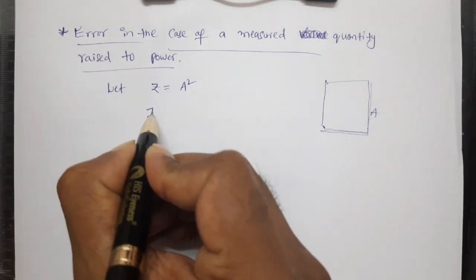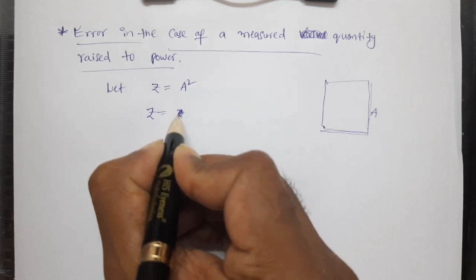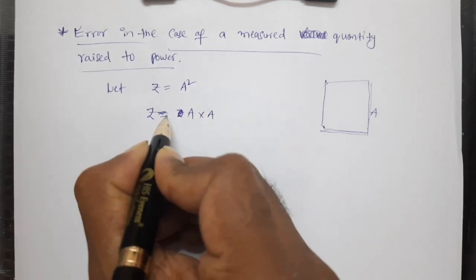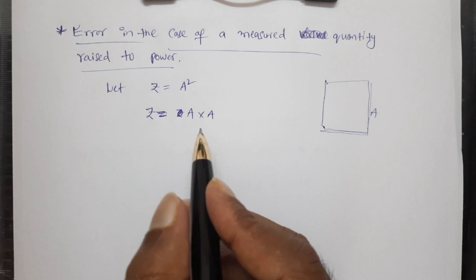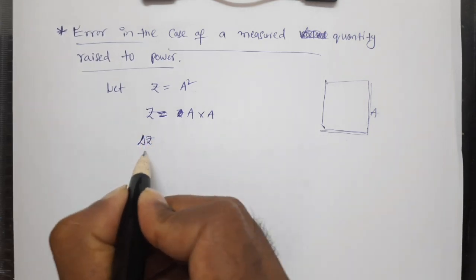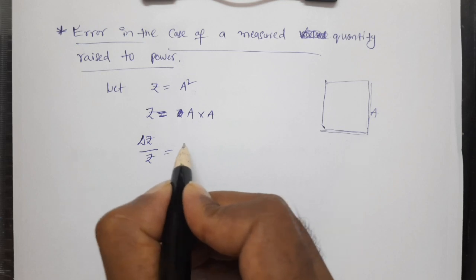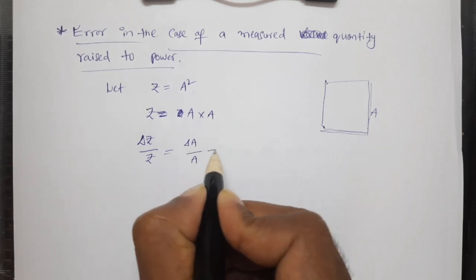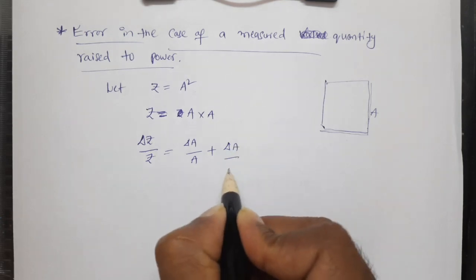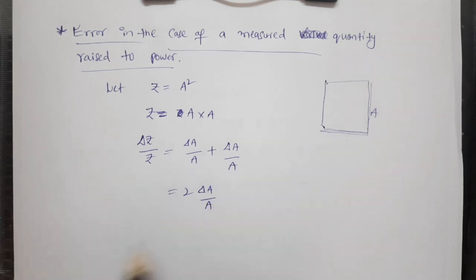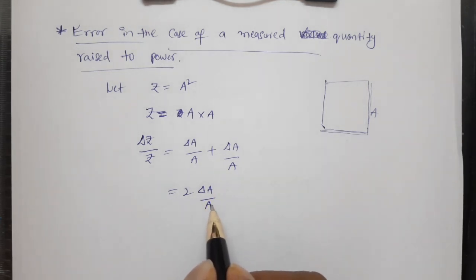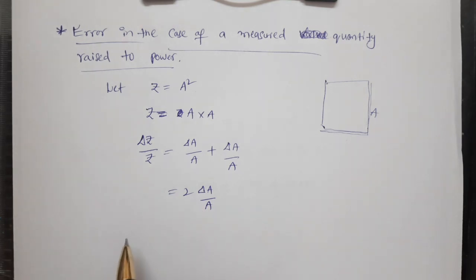So z is equal to, how do we write? When we have a square, you can write a into a. Now when two quantities are multiplied, the relative error in the final result, delta z by z, is the sum of the relative errors in the individual quantities. So delta a by a plus delta a by a, which is 2 into delta a by a. So the relative error in a square is 2 times the relative error in a.